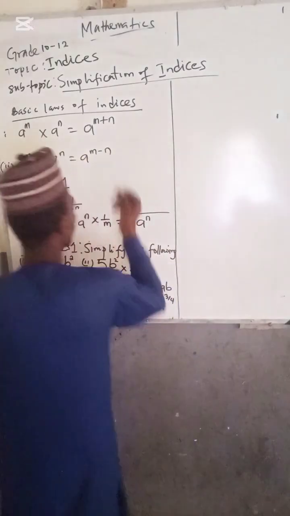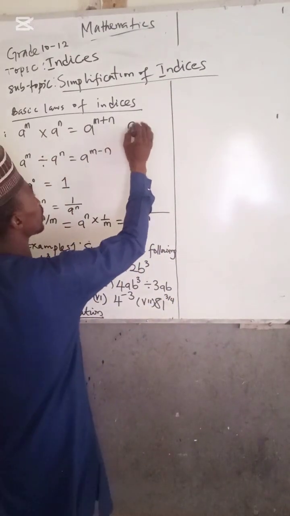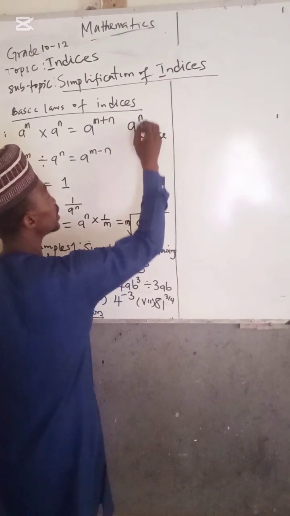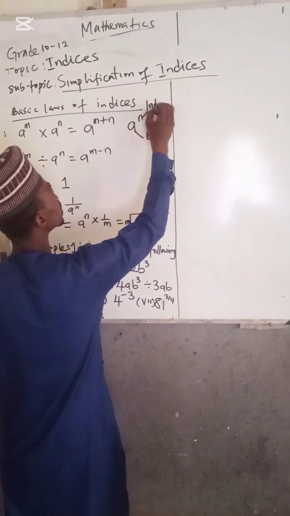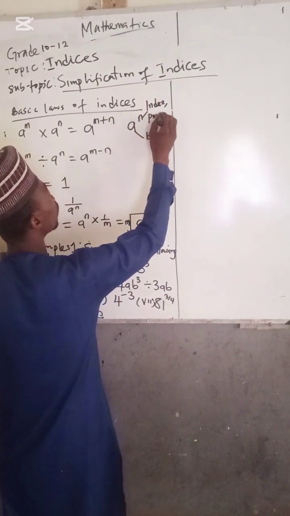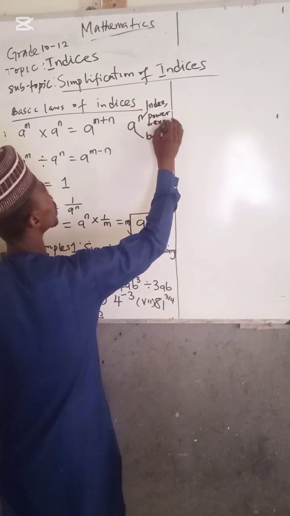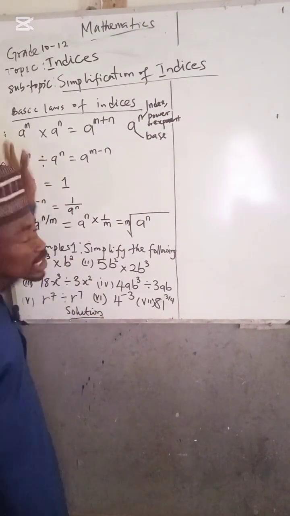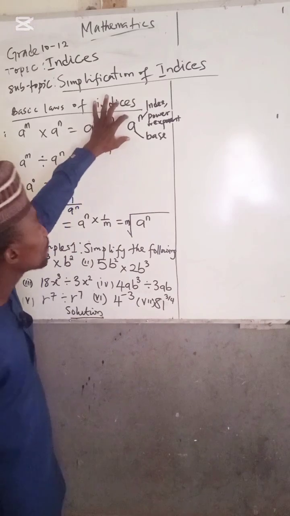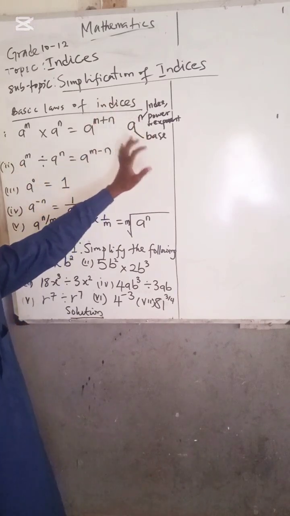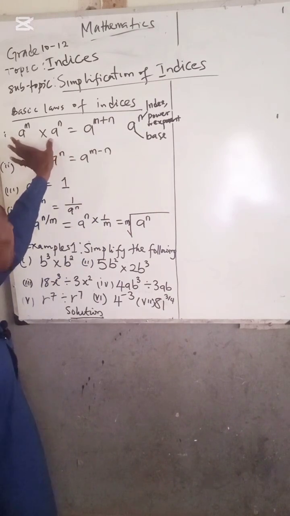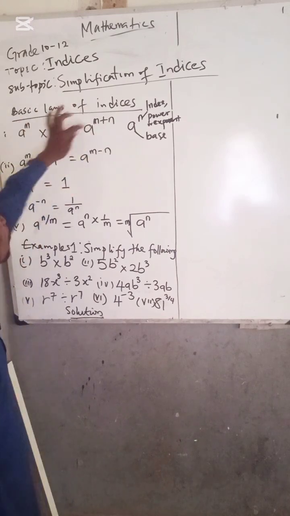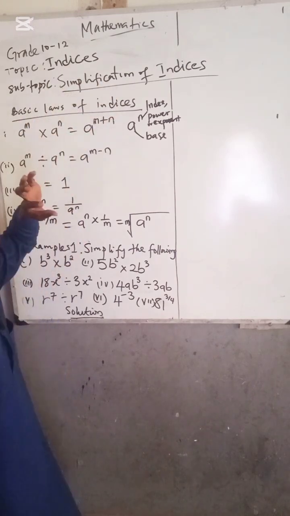Now let me define this for you. Look at this. You see this a raised to power n. This a is what we call the base. This n is called the index, power, or exponent. That is what it is raised to the power of. Now, the law is simply saying that when the same base of number, item, object are multiplied together, pick one of the bases and sum up their index. That's what this is saying.